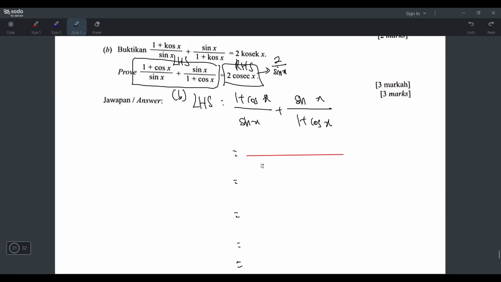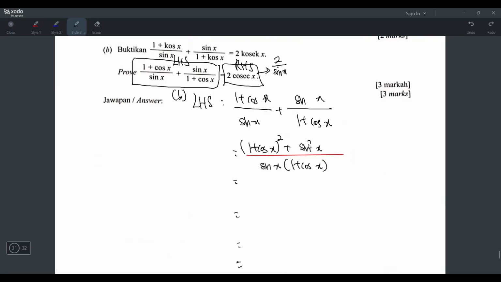Okay, the sine x, you have to multiply with the 1 plus cos x. So that means the top here, 1 plus cos x, you have to multiply with 1 plus cos x as well. So it becomes 1 plus cos x times 1 plus cos x, which is 1 plus cos x squared. And then plus, the sine x you have to multiply with sine x, because the bottom has to be the same. So sin x times sin x becomes sin square x.